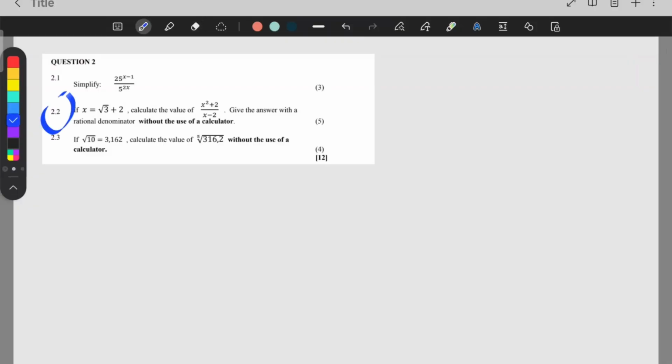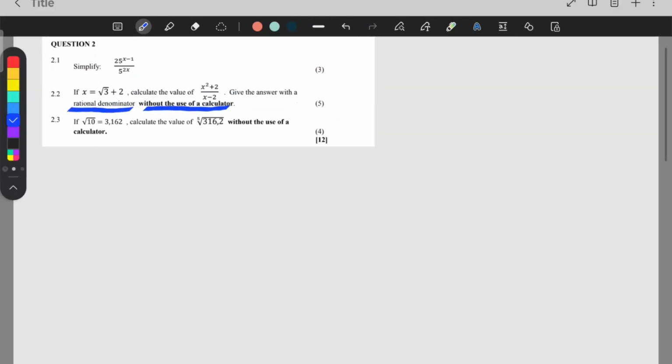Okay, our next question is 2.2. It says, if x is root 3 plus 2, so that's x, calculate the value of x squared plus 2 over x minus 2. Give your answer with a rational denominator and without the use of a calculator. So, if x is this, we have to simplify that.